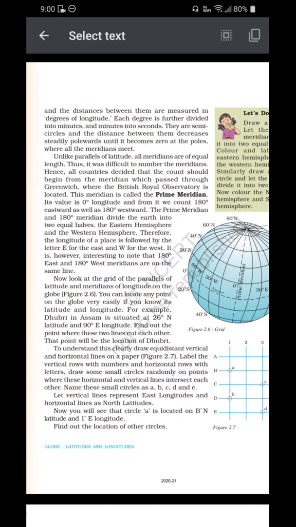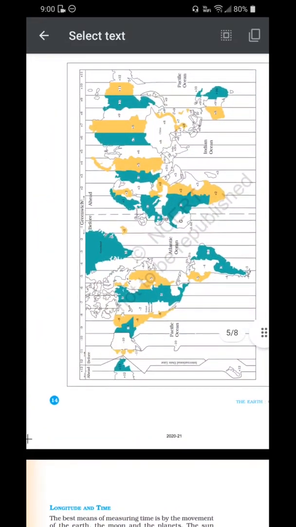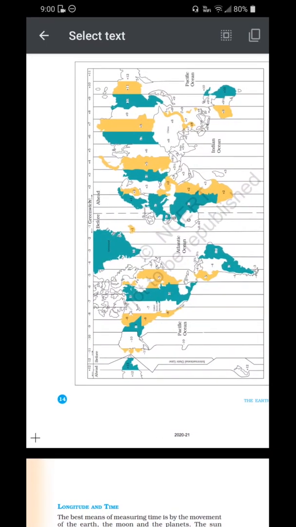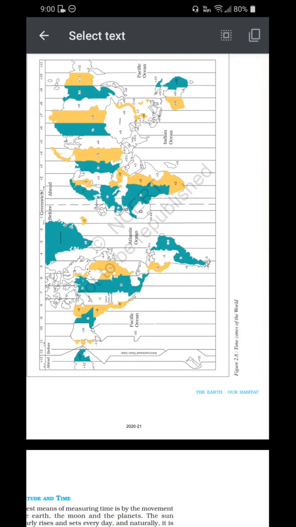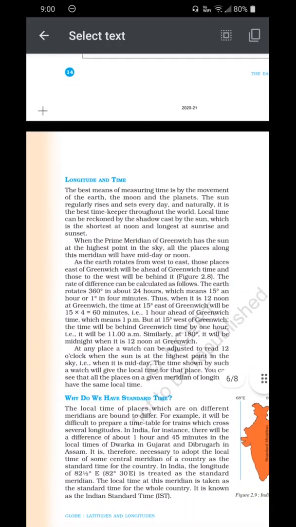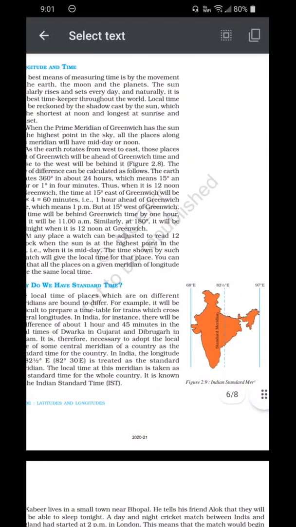Take a look at figure 2.6 grid. Take a look at figure 2.7. Take a look at figure 2.8, time zones of the world. Take a look at figure 2.9, Indian Standard Meridian.